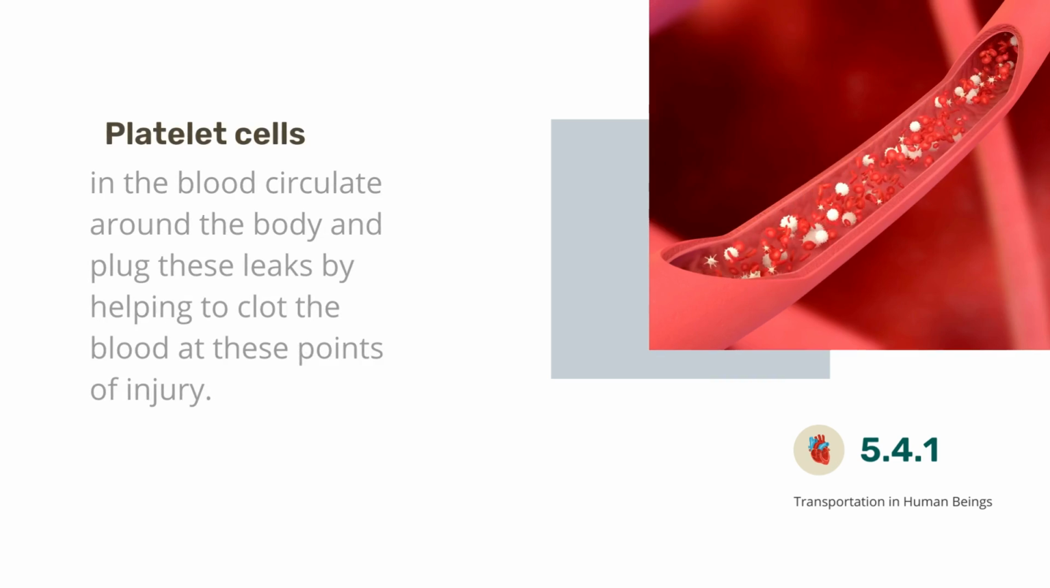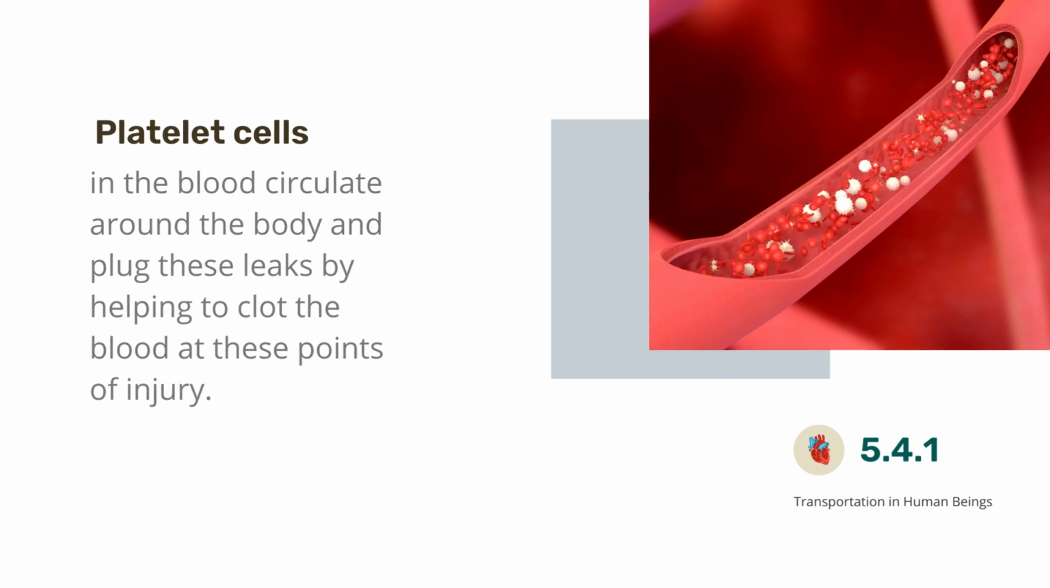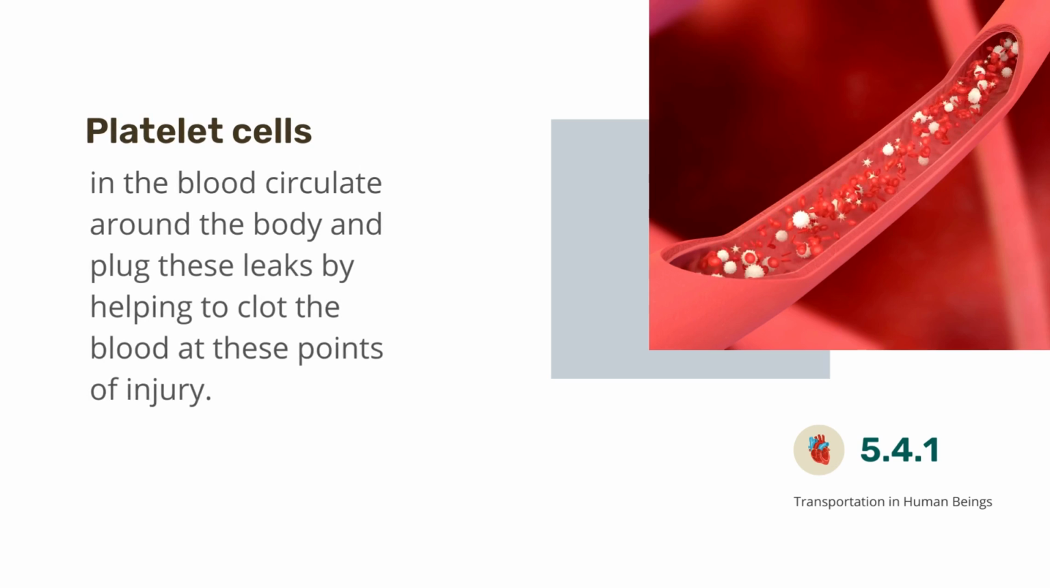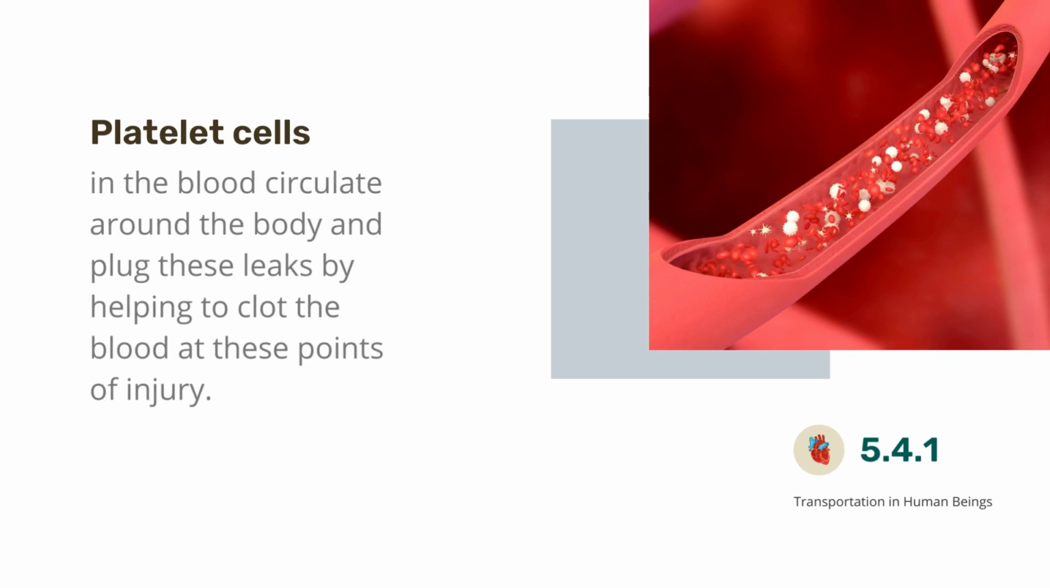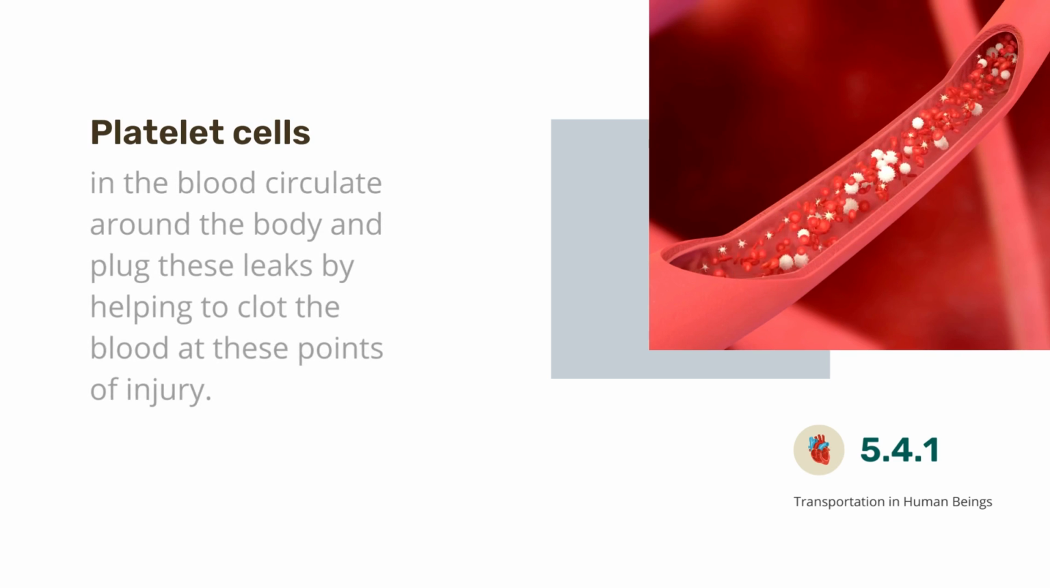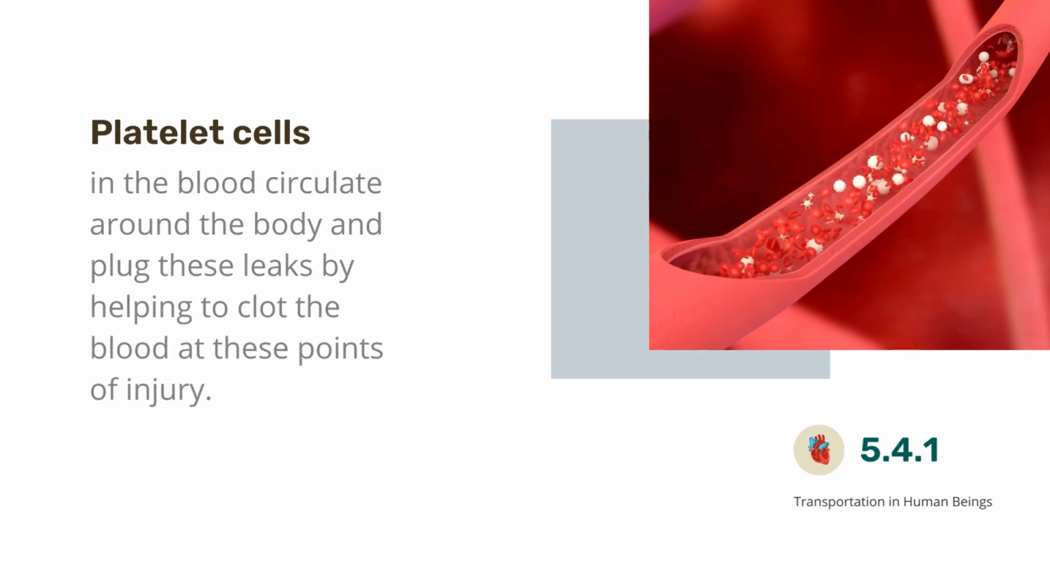To avoid this, the blood has platelet cells. What do platelet cells do? They circulate around the body and plug these leaks by helping to clot the blood at these points of injury. So, how do they help? They plug the leaks by forming a clot, right? They clot the blood at these points of injury.